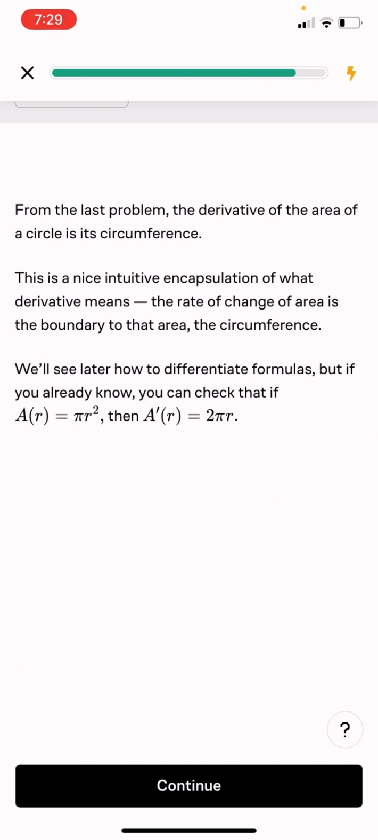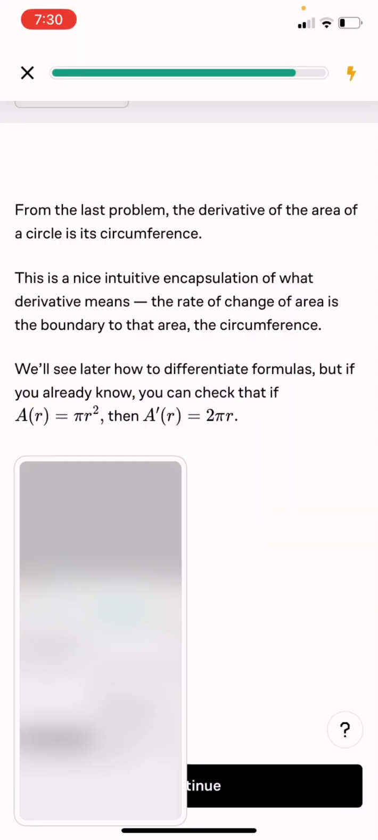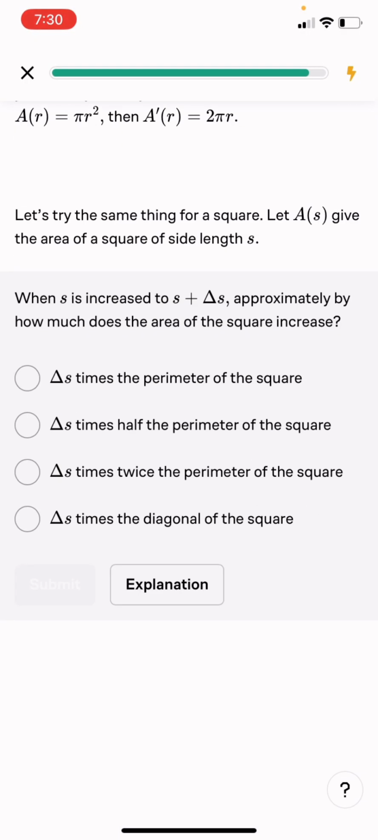Let's try the same thing for a square. Let A(S) give the area of the square with side length S. When S is increased to S plus the rate of change of S, approximate by how much the area of the square increases. Let me just read this. Times half of the perimeter.